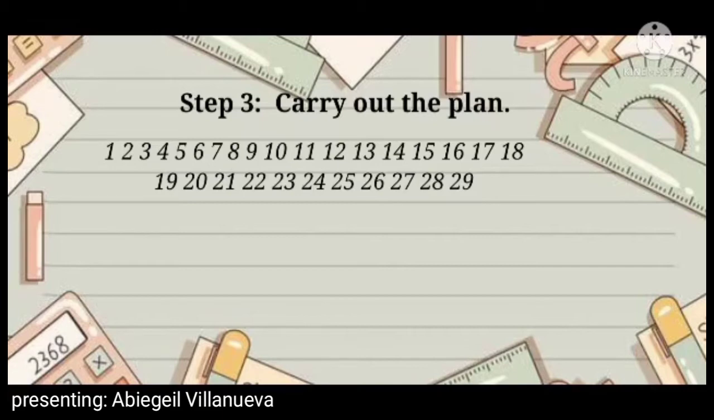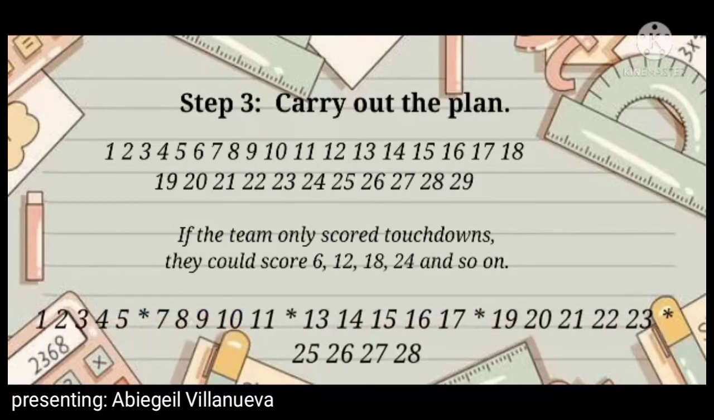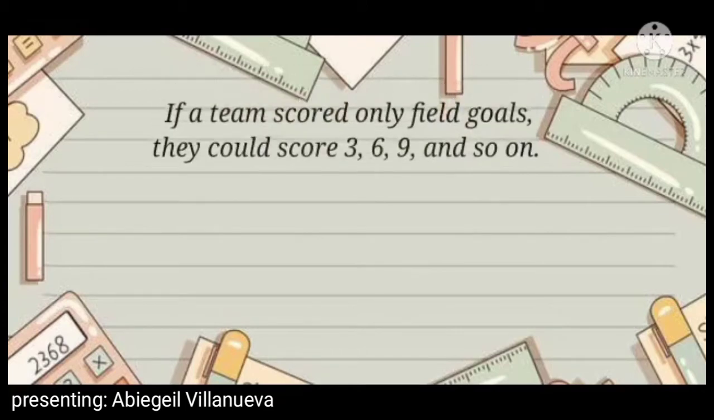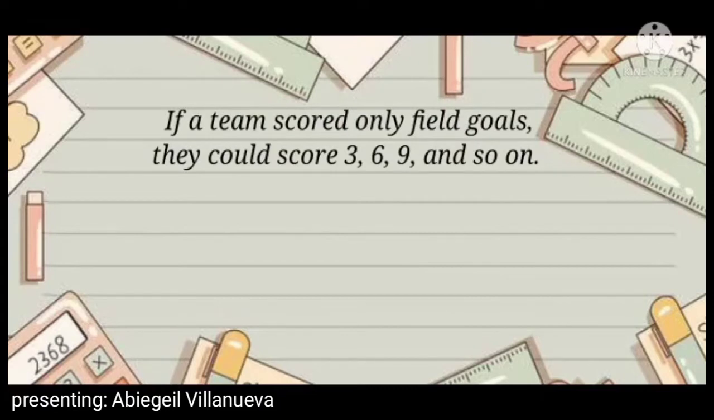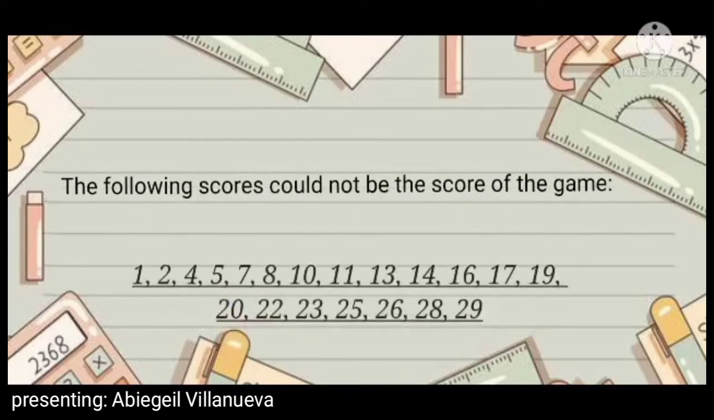Any multiple of 6 would be a possible score of the game. If the team only scored touchdowns, they could score 6, 12, 18, 24, and so on. Therefore, all multiples of 6 should be eliminated. Also, any multiples of 3 would be a possible score of the game. If a team scored only field goals, they could score 3, 6, 9, and so on. Therefore, all multiples of 3 should be eliminated. The answer to the problem is that the following scores could not be the score of the game.